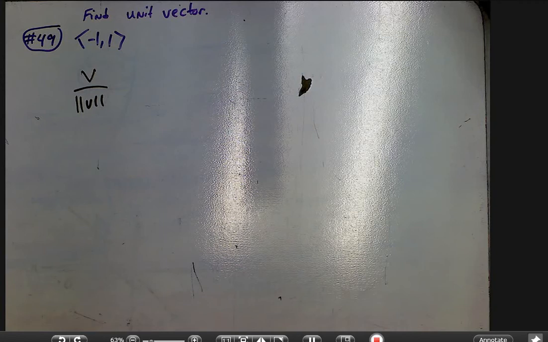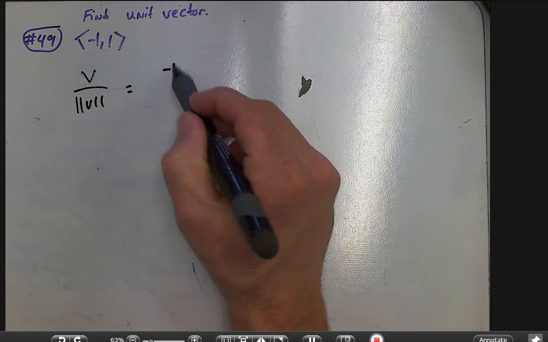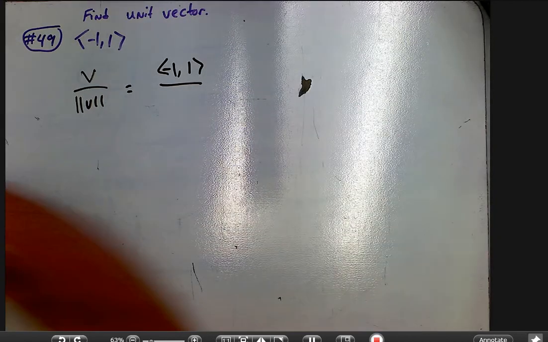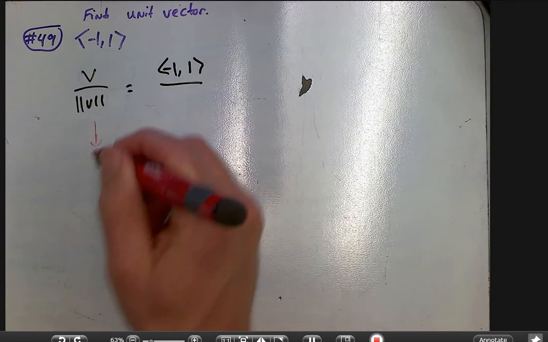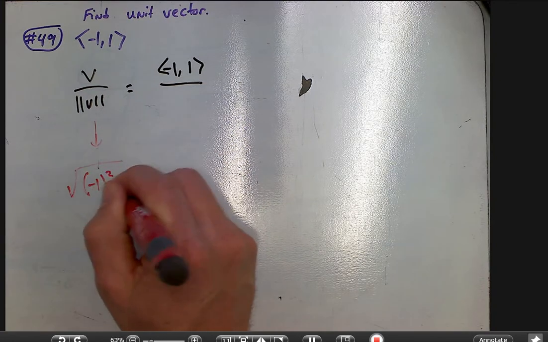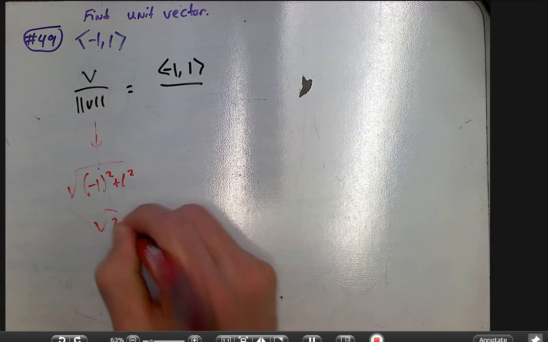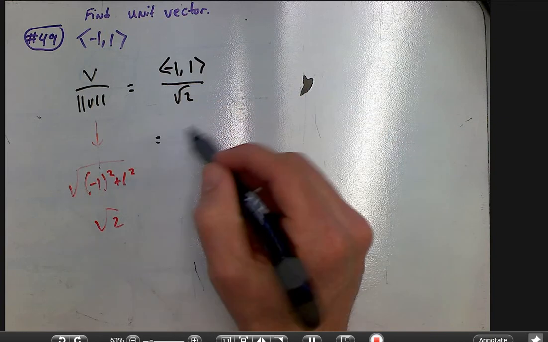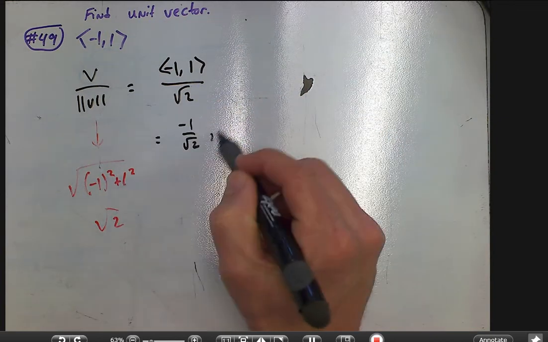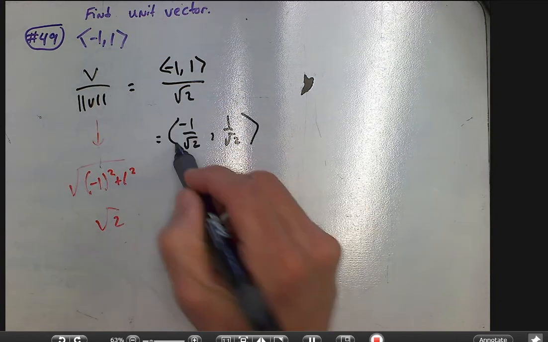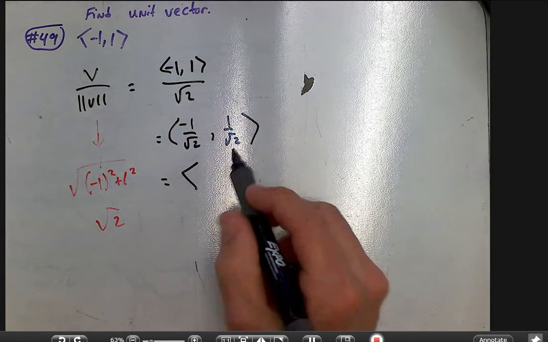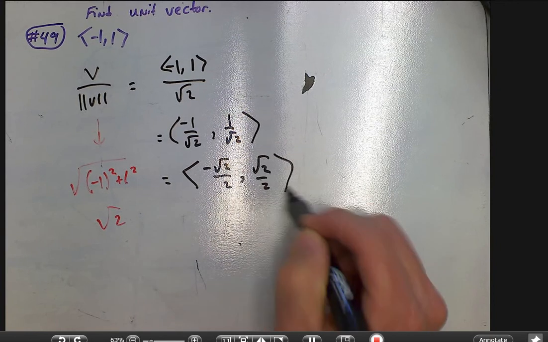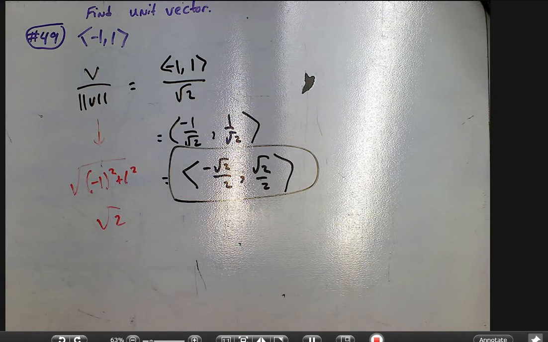Okay, now that you're back, this should be negative 1, 1. Over the magnitude of v is the first thing we have to find. And so that's going to be the square root of negative 1 squared plus 1 squared, or the square root of 2. So I'll put the square root of 2 right there. So negative 1 over the square root of 2, comma 1 over square root of 2. And that's going to be equal to negative square root of 2 over 2, comma square root of 2 over 2 in simplified form. If you have any questions, let me know.